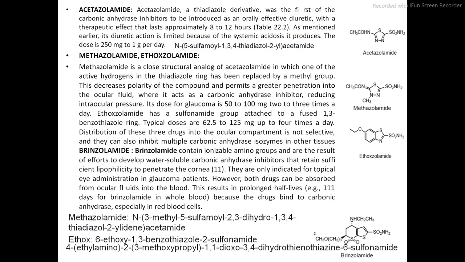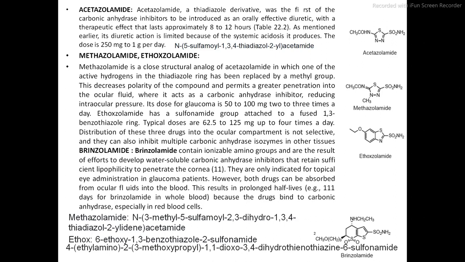Ethoxyzolamide has a sulfonamide group. So this is the structure of ethoxyzolamide. It is a little bit different if we compare this drug with acetazolamide and methazolamide. So this ethoxyzolamide has a sulfonamide group attached to a fused 1,3-benzothiazole ring. Yes. So initially in acetazolamide and methazolamide there was a thiazole ring. In ethoxyzolamide there is a 1,3-benzothiazole. Only a benzene ring is fused with the thiazole ring. So it becomes 1,3-benzothiazole. Typical doses are 62.5 to 125 mg up to 4 times a day.